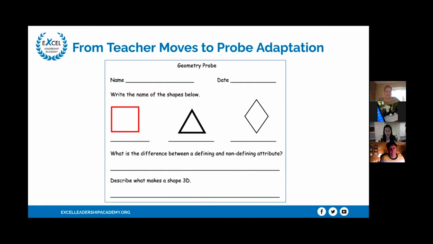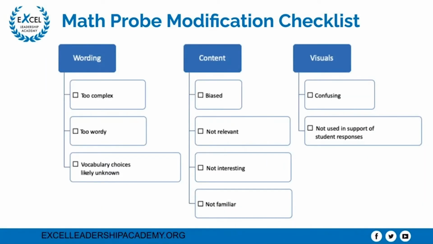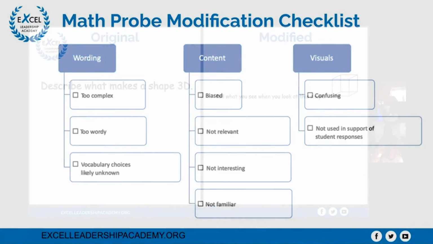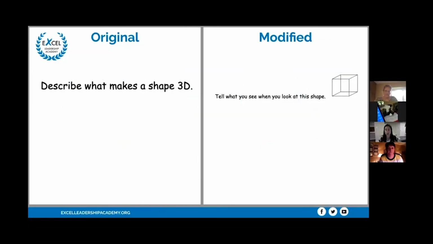describing a 3D shape. Over the years that I've given this district probe, lots of students tended to leave the last two blank because they hadn't acquired the vocabulary they needed to understand the questions. We realized that we were focused on what vocabulary was being used, and we needed to modify it so that we can really see what students knew without using too much vocabulary that they hadn't learned yet. So we decided to just give the visual of the 3D shape, putting a cube there, and then just have them tell us what they saw when they looked at the shape.